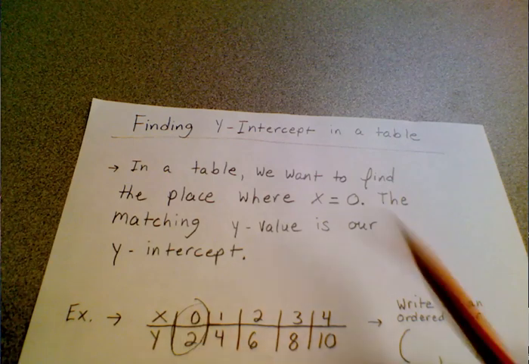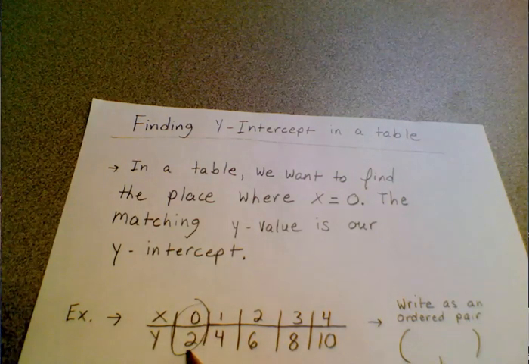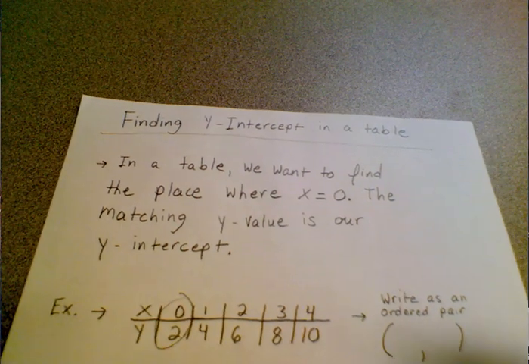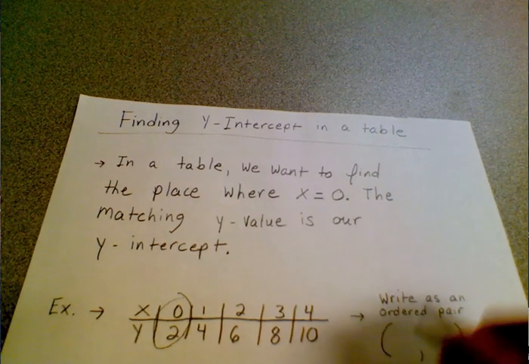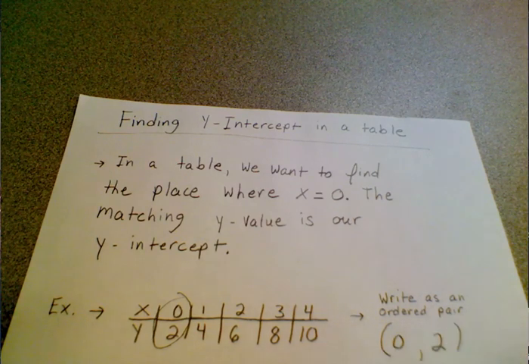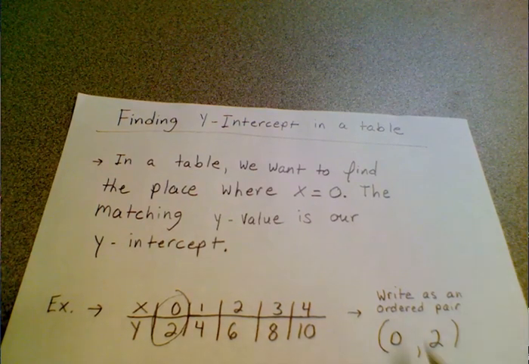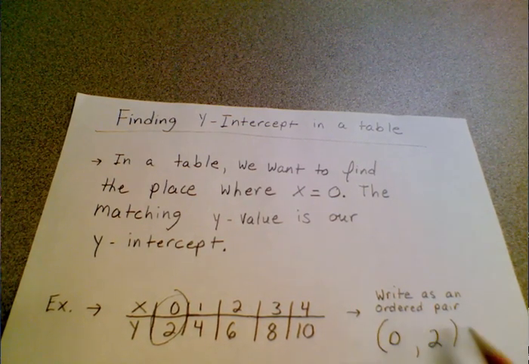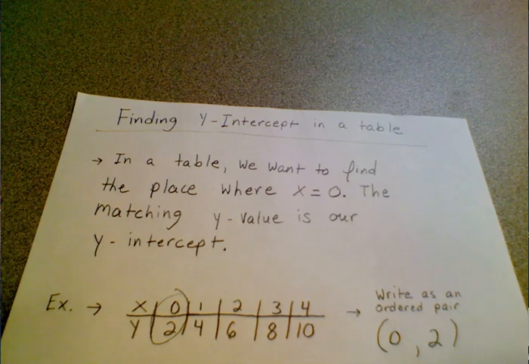Simply put, when x is 0, we're just looking to see what our y value is when x is 0, and we're going to write that then as an ordered pair. That will be our y-intercept. So we're going to say the y-intercept is the ordered pair 0, 2. You might just see it written as 2, but we want you to write it there as an ordered pair, the point 0, 2. Always look to see when x is 0 in the table.